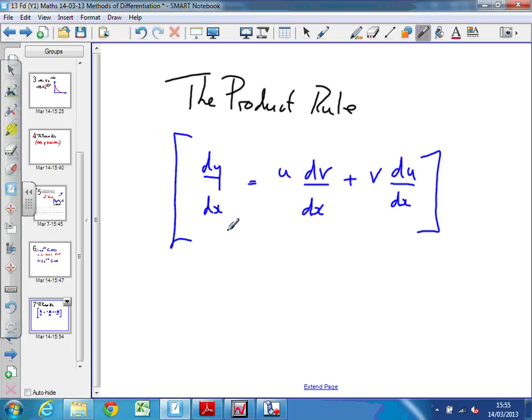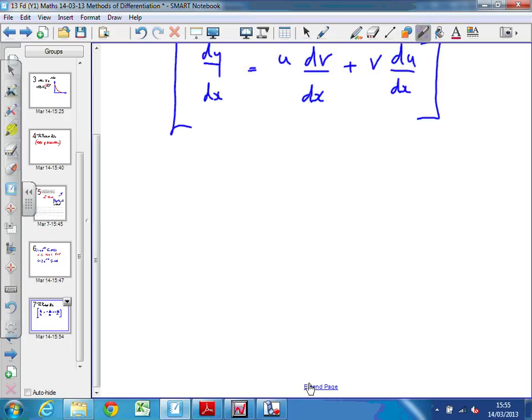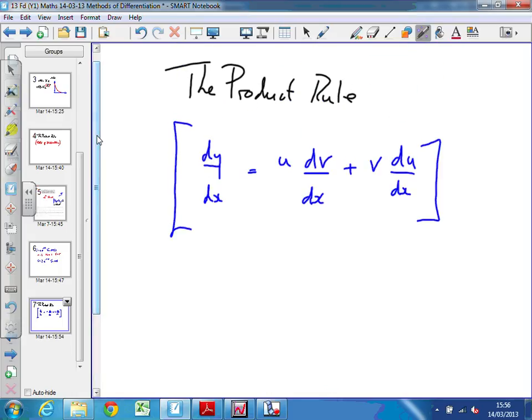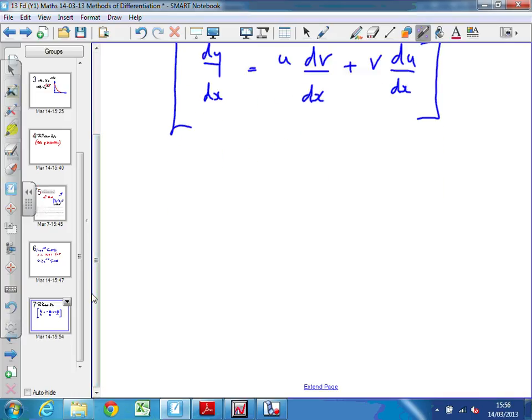The question is, what are u and v? And how do you apply the rule? How does it actually work? It's used when you've got one function multiplied by another and you can't combine them together. Two separate functions multiplied together. Product means multiply, so the product rule is used when we've got two functions multiplied together.